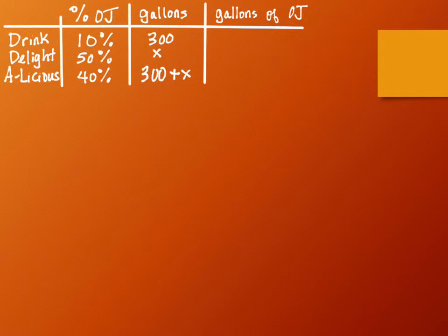Okay, so we're going to do the first line because I think it makes a lot of sense because it doesn't have any variables with it. I have 300 gallons of orange drink, and 10% of the 300 gallons is attributed to orange juice, right? How much orange juice is in that 300 gallons of orange drink?